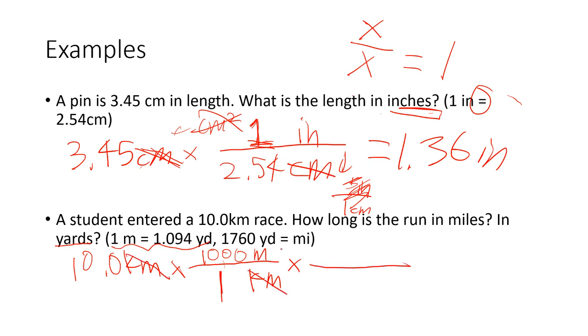But I don't want meters, I want yards. Well, luckily here they have a conversion from meters to yards. It says that 1 meter is equal to 1.094 yards. So let's see, do I put meters in the numerator or the denominator? The denominator, right? Because I want to cancel out meters.